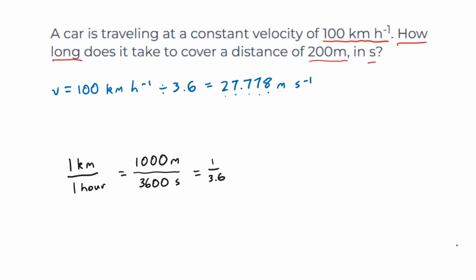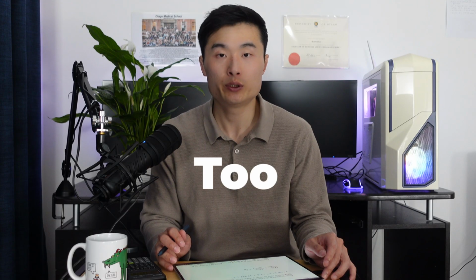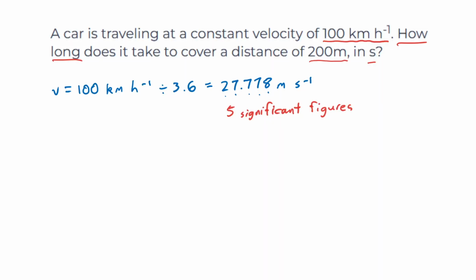When doing intermediate calculations, I would recommend using 5 significant figures, as this ensures an accurate final answer while not being too slow. If we had rounded this to 2 significant figures, so 28 meters per second, and used this in our calculation, then we would get the wrong answer, as you will see later on. The second variable that we have been given is distance, so d is equal to 200 meters.